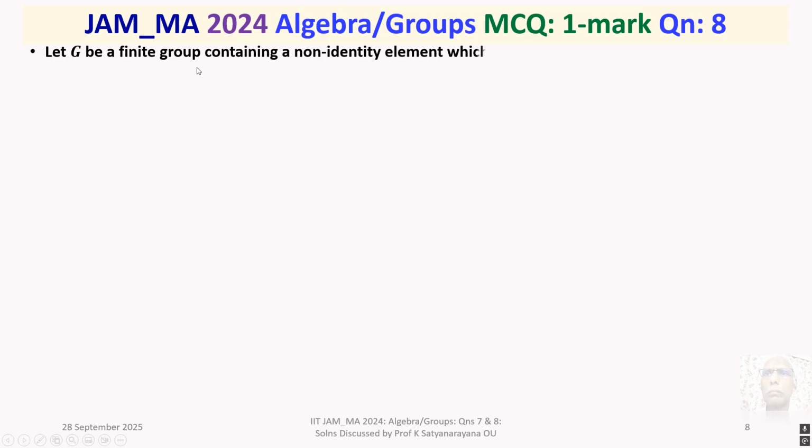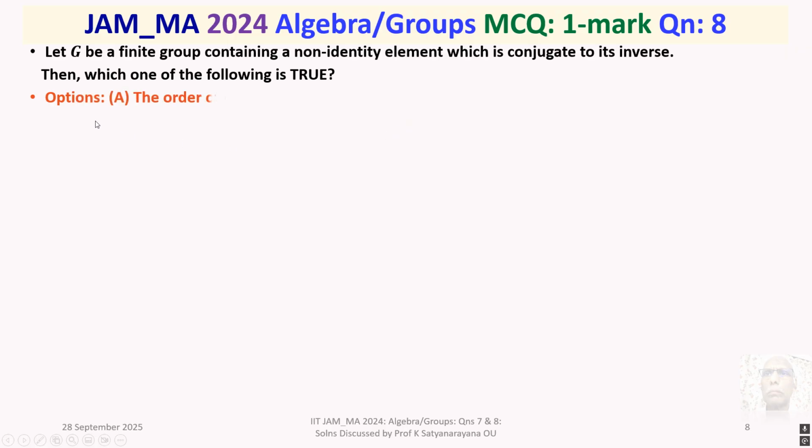This is the question number 8. And the question given is, let G be a finite group containing a non-identity element which is conjugate to its inverse. Then which one of the following is true? We are given 4 options.